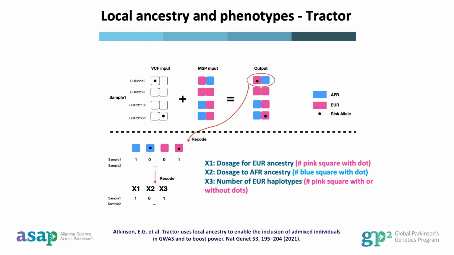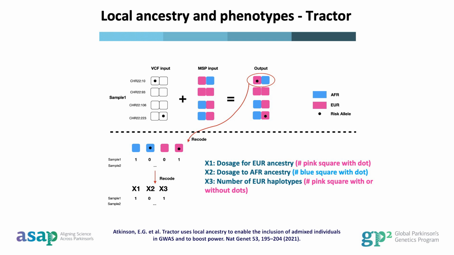Look at this example. The sample 1 has 4 SNPs in the VCF input, and the respective ancestry for each variant, the MSP input. In the first variant, he has a pink square, representing European ancestry, with a black dot, representing the risk allele. This merging between ancestry and risk alleles is done for all variants.